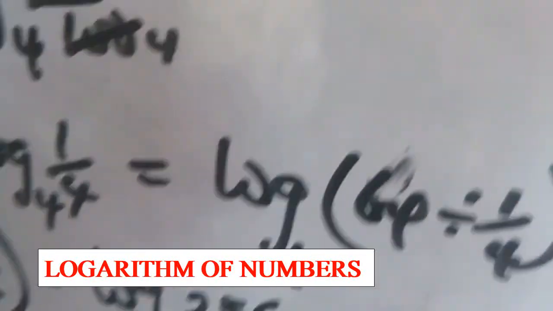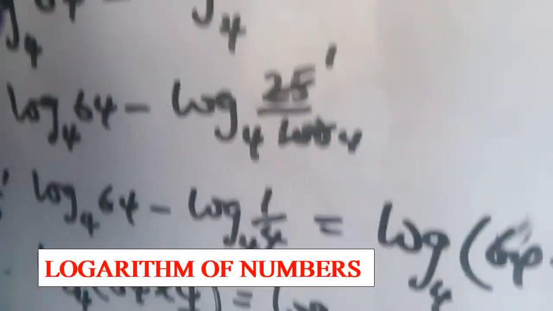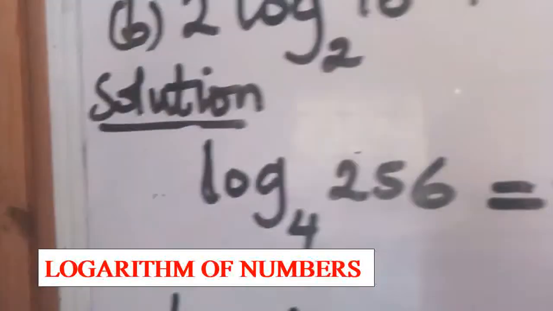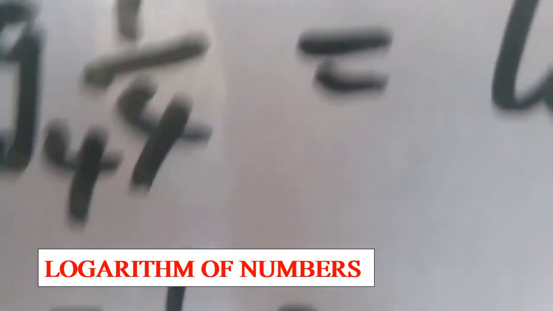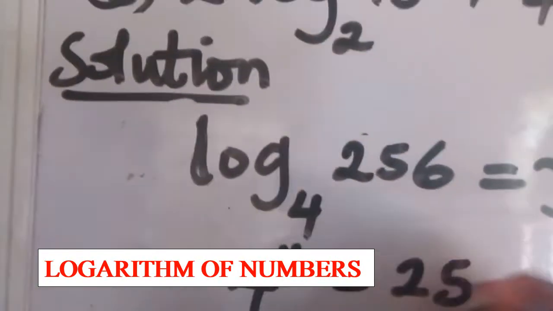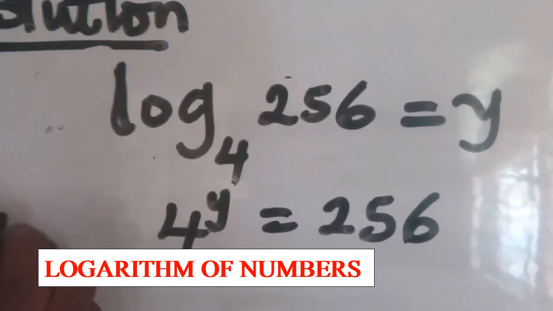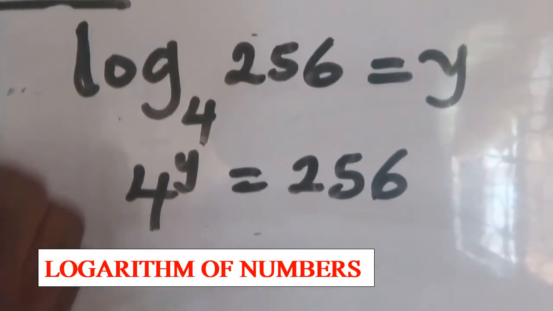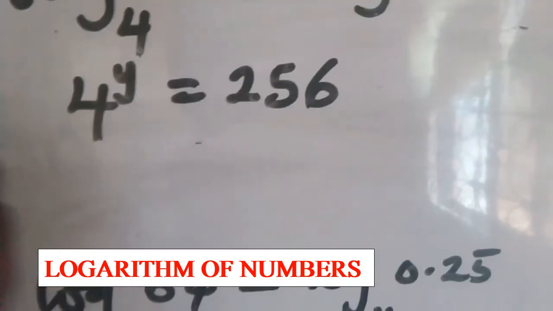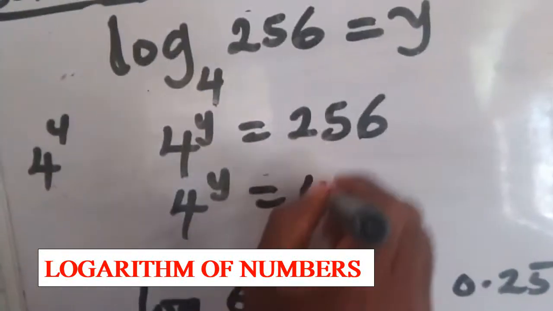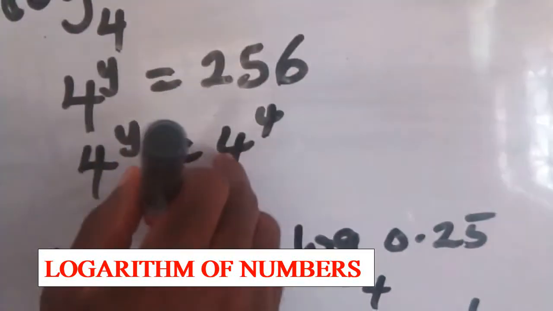Remember, they said we should evaluate, not simplify. Log 4 of 256, we don't know the log value, so let it be y. If the log value is y, take the index: 4 raised to power y is equal to 256. And 256 is 4 raised to power 4. 4 times 4 times 4 times 4, 16 times 16, that is 256.